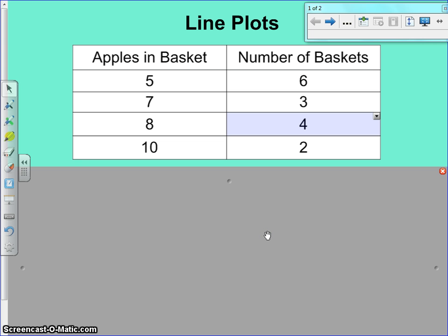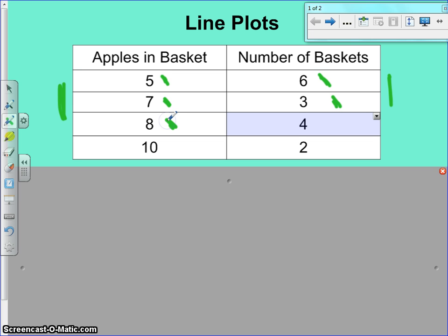We have some data in this table, and what we are looking at is the number of apples that are in a basket. On this one side of the chart over here, we have how many apples are in the basket, and then on this side over here, we have how many baskets that we have with those apples in it. So for instance, for 5 apples in a basket, we have 6 baskets that contain the 5 apples in each basket. We have right here 7 apples in a basket, and we have 3 of those baskets that contain 7 apples. We keep moving down the line.